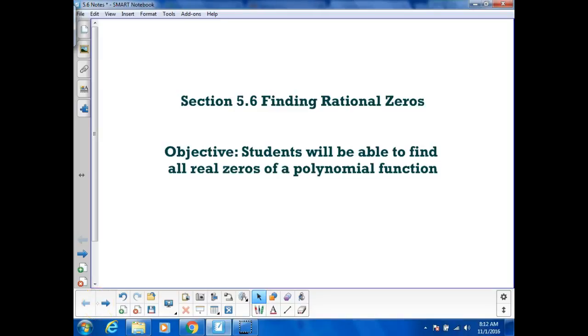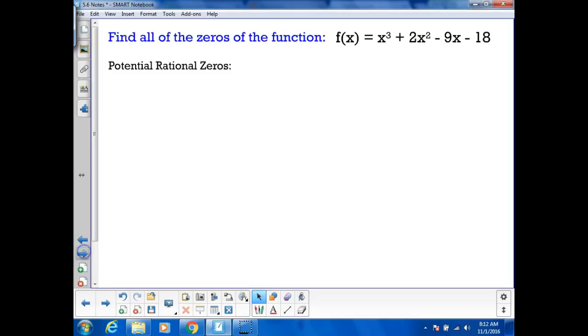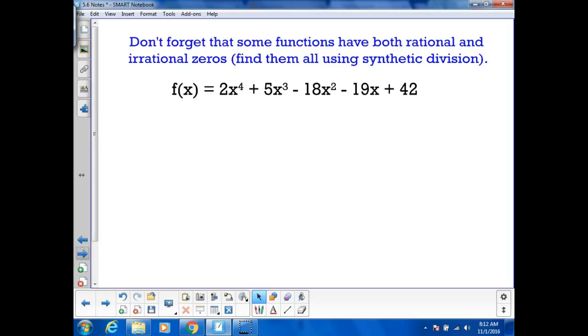Right, so 5.6 day 2, we will pick up where we left off, I want to say it is this example. Don't forget that some functions have both rational and irrational zeros, so find them all using synthetic division. How many zeros are we supposed to find in this function? 4. At most we can find 4, but there could be 3 if one of them is a double, or 2 if it's 2 imaginary ones, etc. So we can find up to 4 different zeros.